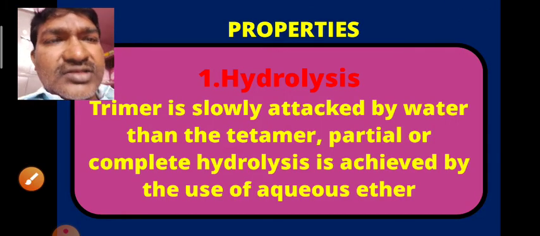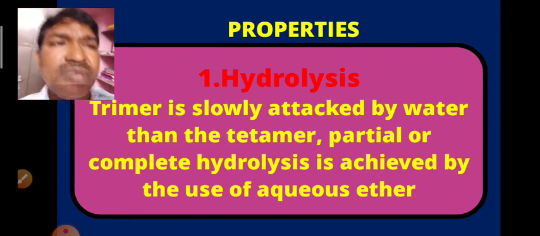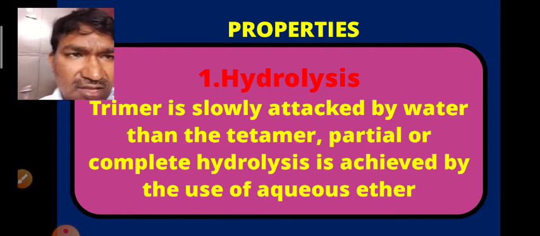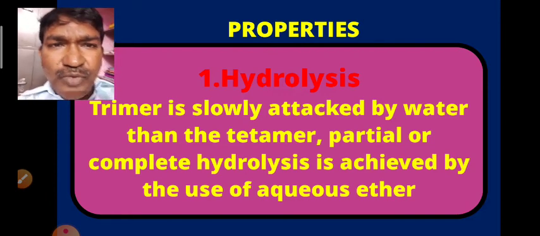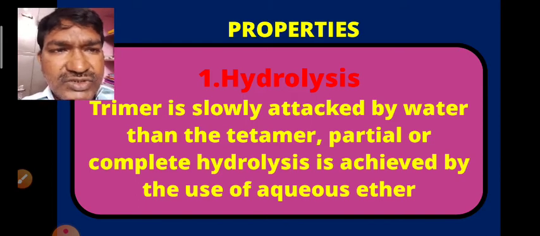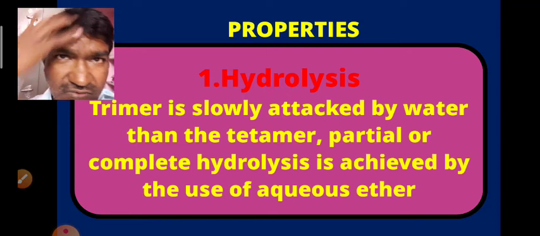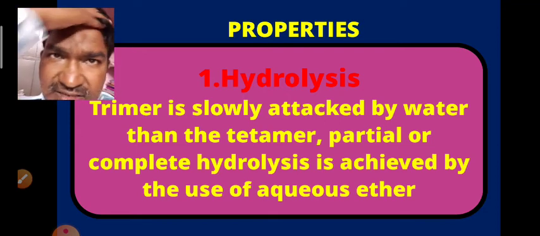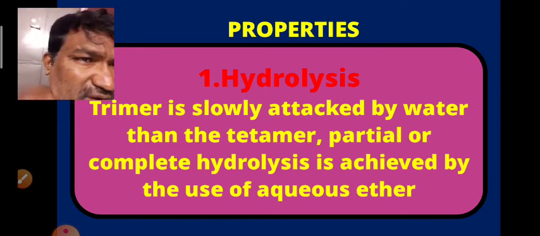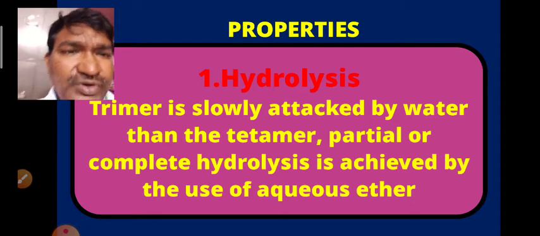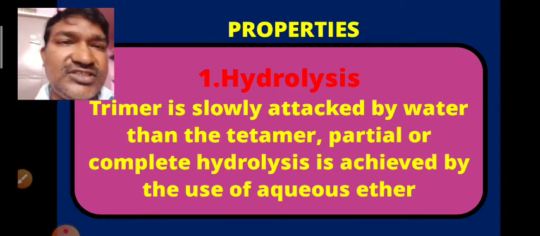Now hydrolysis. Here this trimer is slowly attacked by the water than the tetramer, and the partial or complete hydrolysis is achieved by the use of aqueous ether. That means you have to use the mixture of water and ether. So complete hydrolysis is achieved by the use of the aqueous ether.